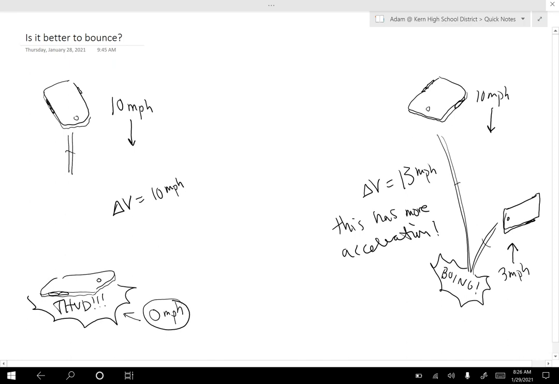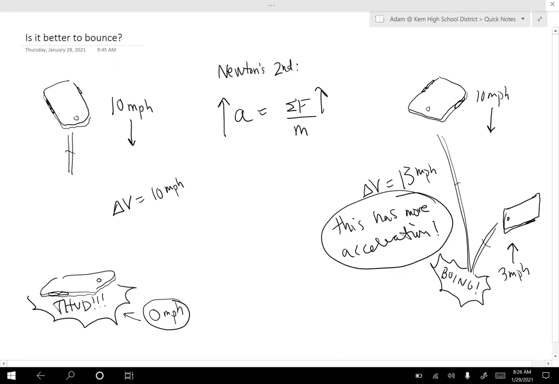Finally, as we talked about last semester, and we'll continue to talk about, we know that Newton's second law says that the acceleration is equal to all of the forces divided by the mass. And that means that if the acceleration goes up, the forces go up. So since this has more acceleration, this has more force on the phone.